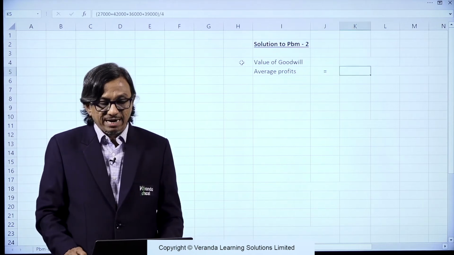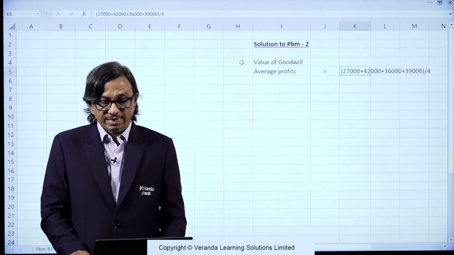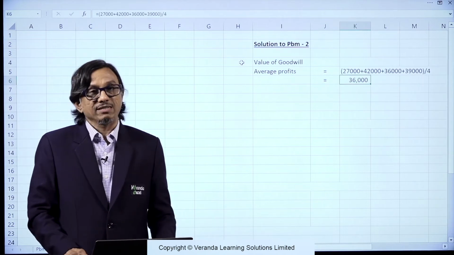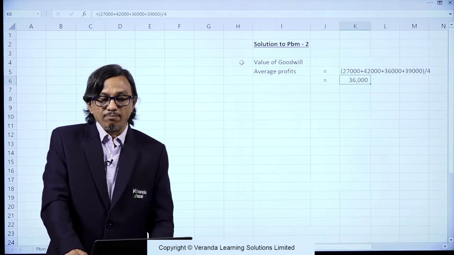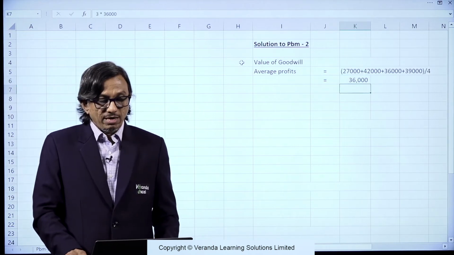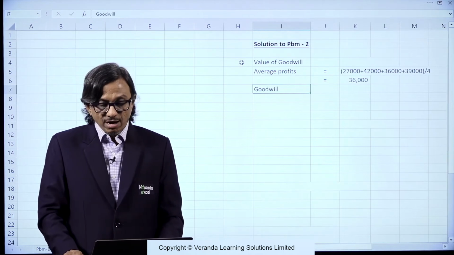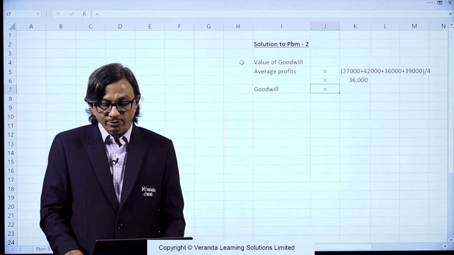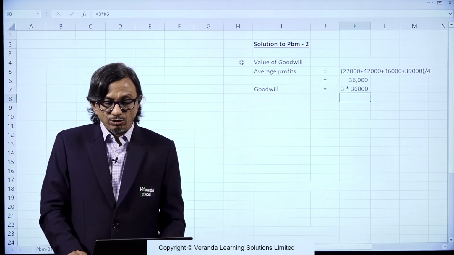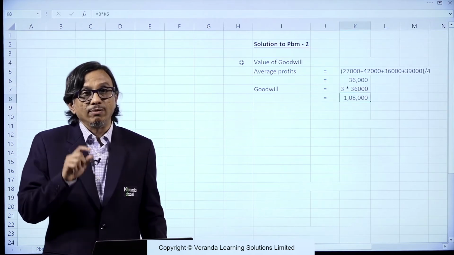So therefore, just add the profits of the 4 years and divide by 4, you will get the average profit. Simple formula: 27,000 plus 42,000 plus 36,000 plus 39,000, 4 years' profit divided by 4 will get you the average profit. So therefore, what is the value of goodwill? According to the problem, goodwill should be valued at 3 times the average profit. So 3 into 36,000 will get you the value of goodwill of the firm. This is the goodwill of the firm.